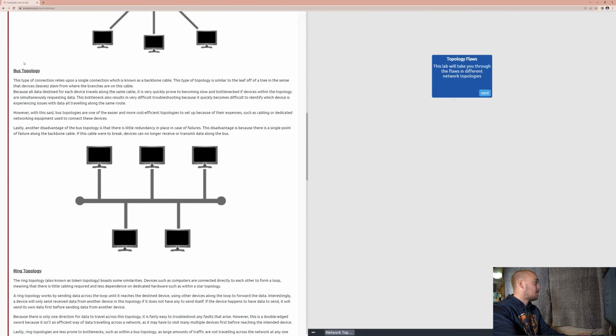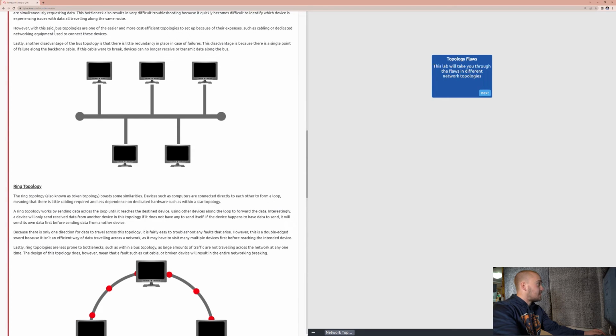The bus topology. This type of connection relies on a single connection, which is known as a backbone cable. This type of topology is similar to the leaves off of a tree, in the sense that all devices' leaves stem from where the branches are on this cable. Because all data destined for each device travels along the same cable, it is very quickly prone to becoming slow and bottlenecked if devices within the topology are simultaneously requesting data. This bottleneck also results in very difficult troubleshooting, because it quickly becomes difficult to identify which device is experiencing issues with data all traveling along the same route.